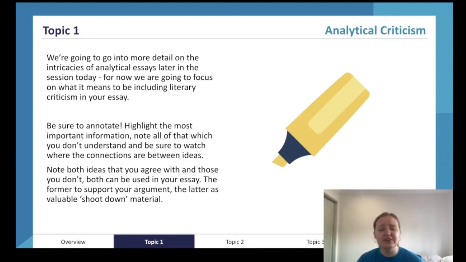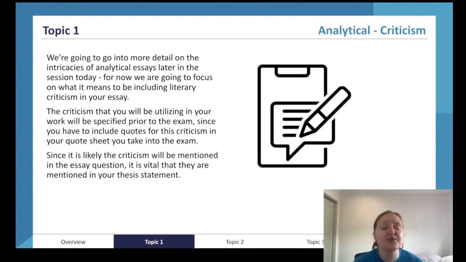You can note down the ideas within the criticism that you agree with and those that you don't, because remember, both can be used in your essay. Ideas that you agree with can bolster your argument, but also those that you don't agree with, because you can go ahead and shoot them down like you might in a persuasive piece.